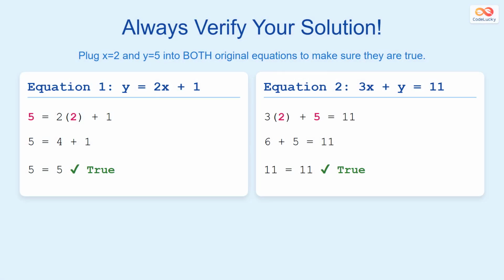It is always a good idea to check your work. To do this, plug x equals 2 and y equals 5 back into both of the original equations. For the first equation, does 5 equal 2 times 2 plus 1? Yes, 5 equals 5. For the second equation, does 3 times 2 plus 5 equal 11? Yes, 11 equals 11. Both equations are true, so our solution is correct.